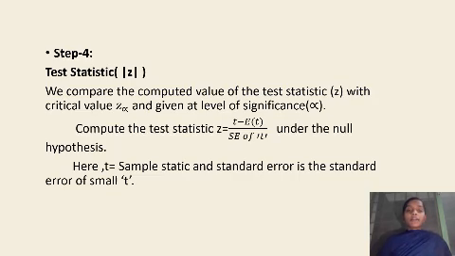We compare the computed value of the test statistic Z with the critical value Z alpha given at the level of significance alpha. Compute the test statistic Z equals T minus E of T by SE of T under the null hypothesis. Here T equals the sample statistic and SE is the standard error of T.